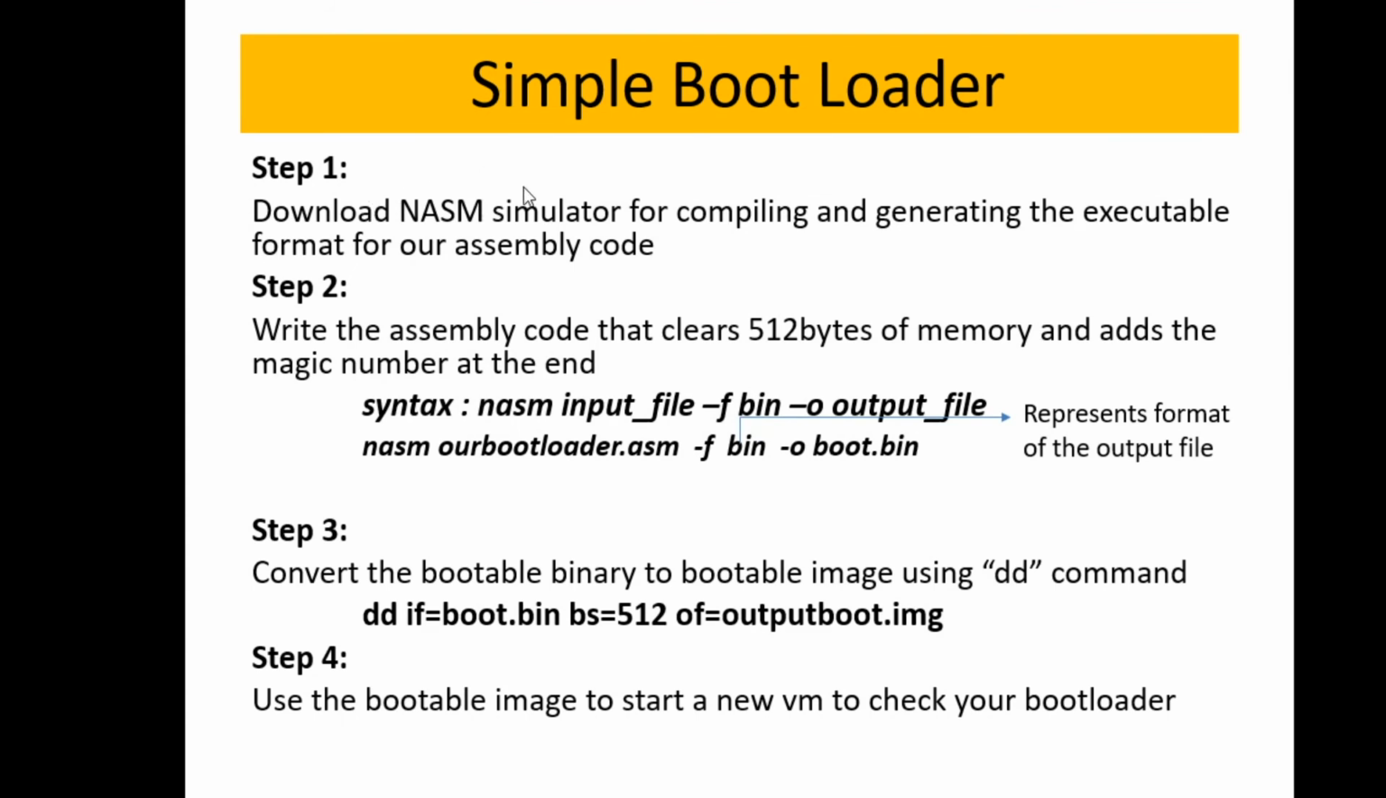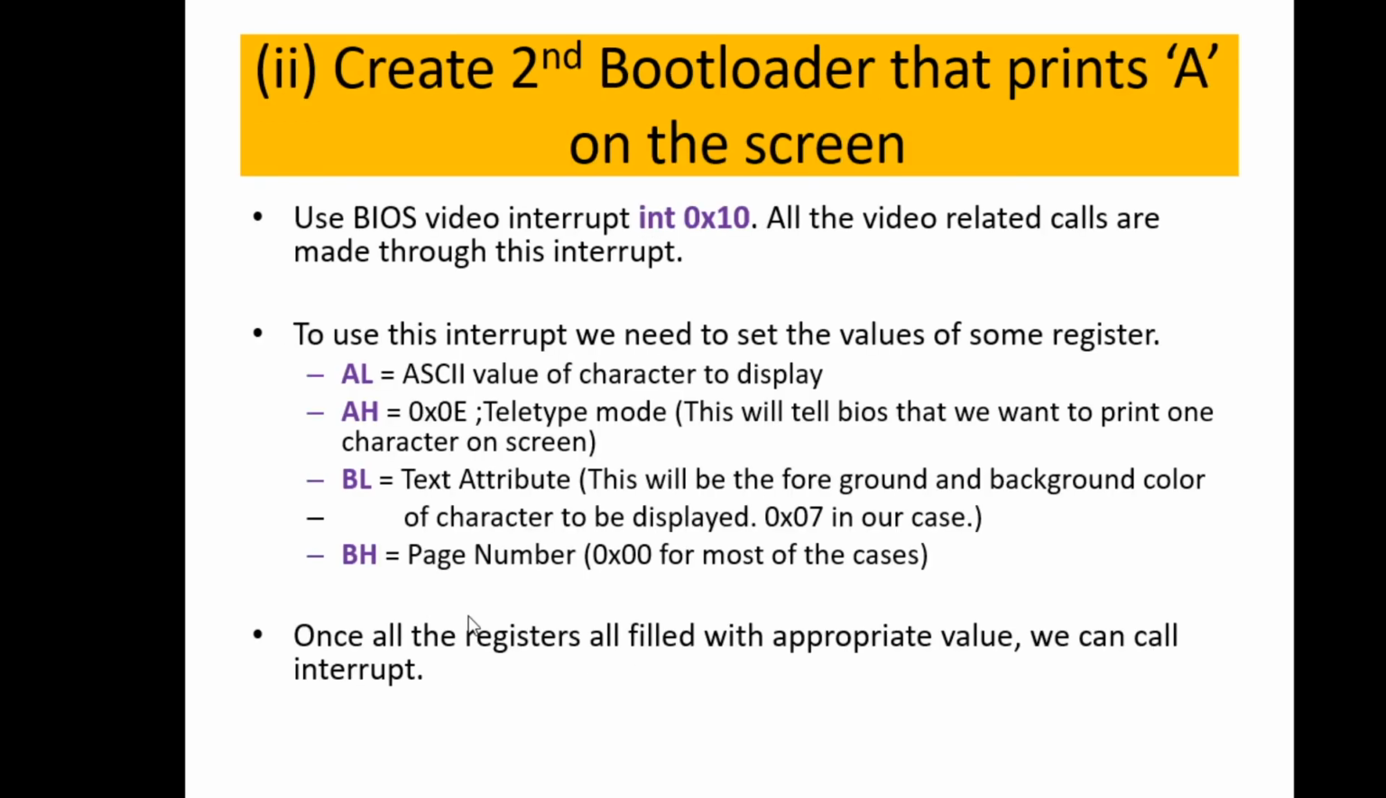So let us summarize it. In step 1, we download NASM, and in step 2, we write an assembly code and convert this assembly code file into the bin file. Then in step 3, we convert this bin file to the bootable image. Then we upload this bootable image into the appropriate VM platform in order to visualize the output.